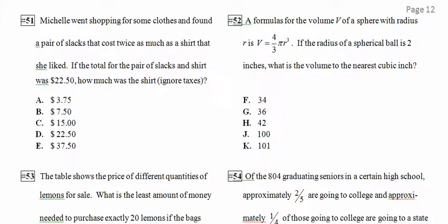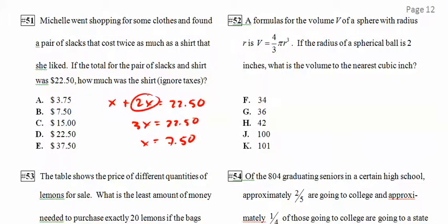Michelle went shopping, some clothes. A pair of slacks cost twice as much as a shirt she liked. Shirt, X, slacks, 2X, adds up to 2250. 3X equals 2250. X equals 750. A pair of slacks costs twice as much, so that's the slacks. So the shirt is just 750.